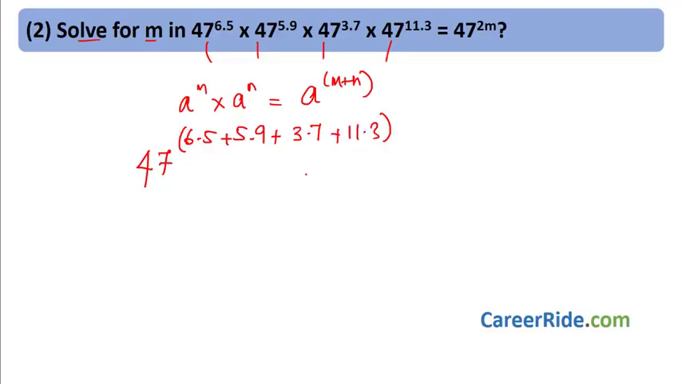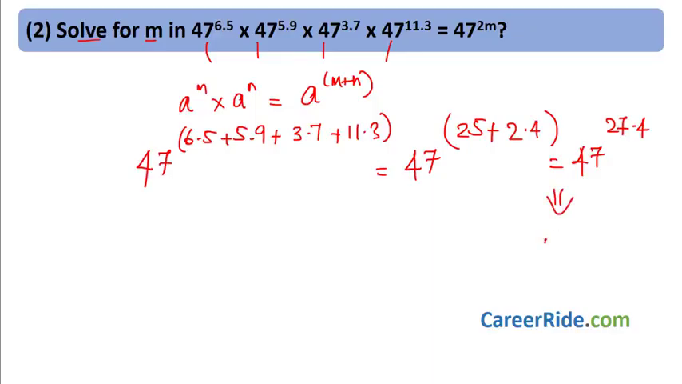Okay, what would it give us? It would give us 47 raised to 6 plus 5 is 11, plus 3 is 14, plus 11 is 25. 25, okay. 0.7 and 0.3 is 1, plus 0.9 is 1.9, plus 0.5 is 2.4. Okay, that would be 47 raised to 27.4, right? And this is nothing but equal to 47 raised to 2m.